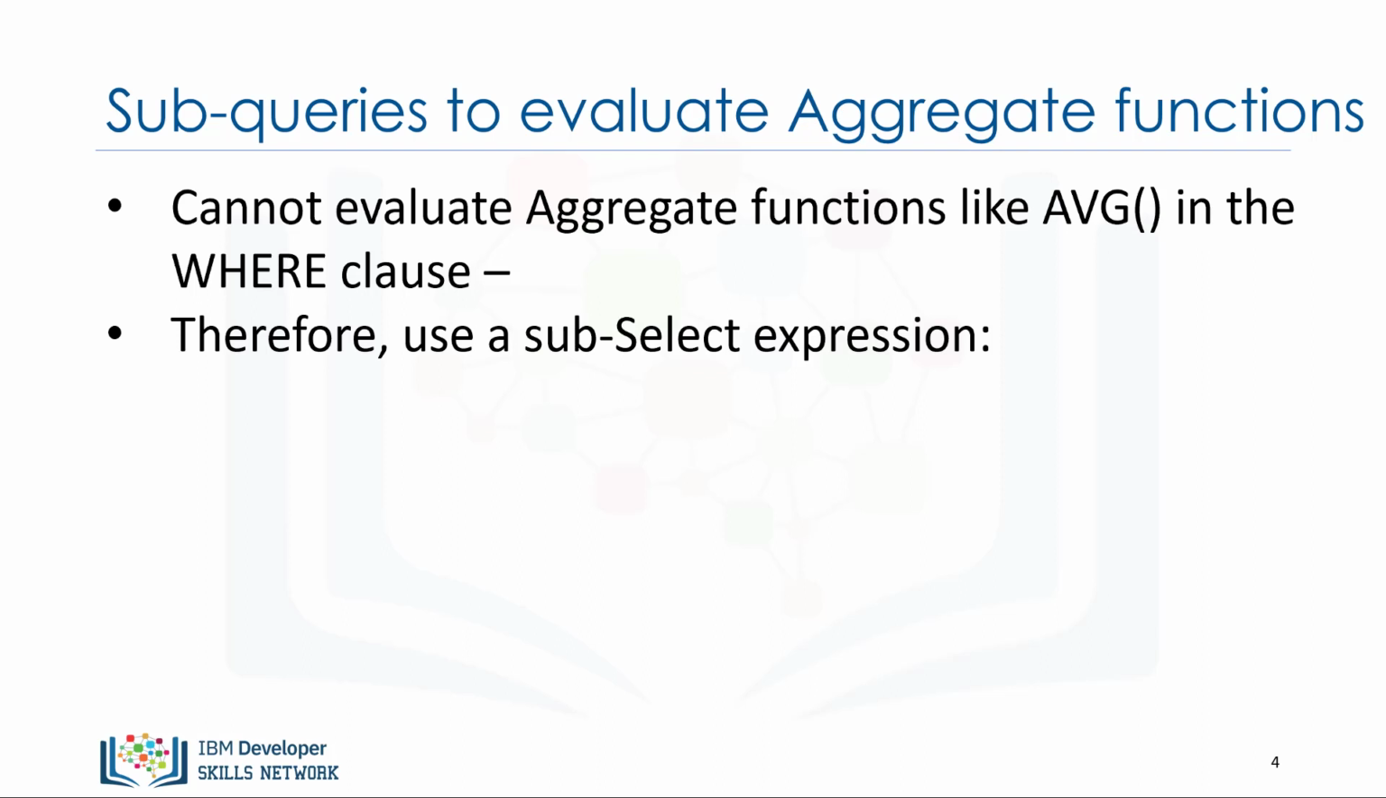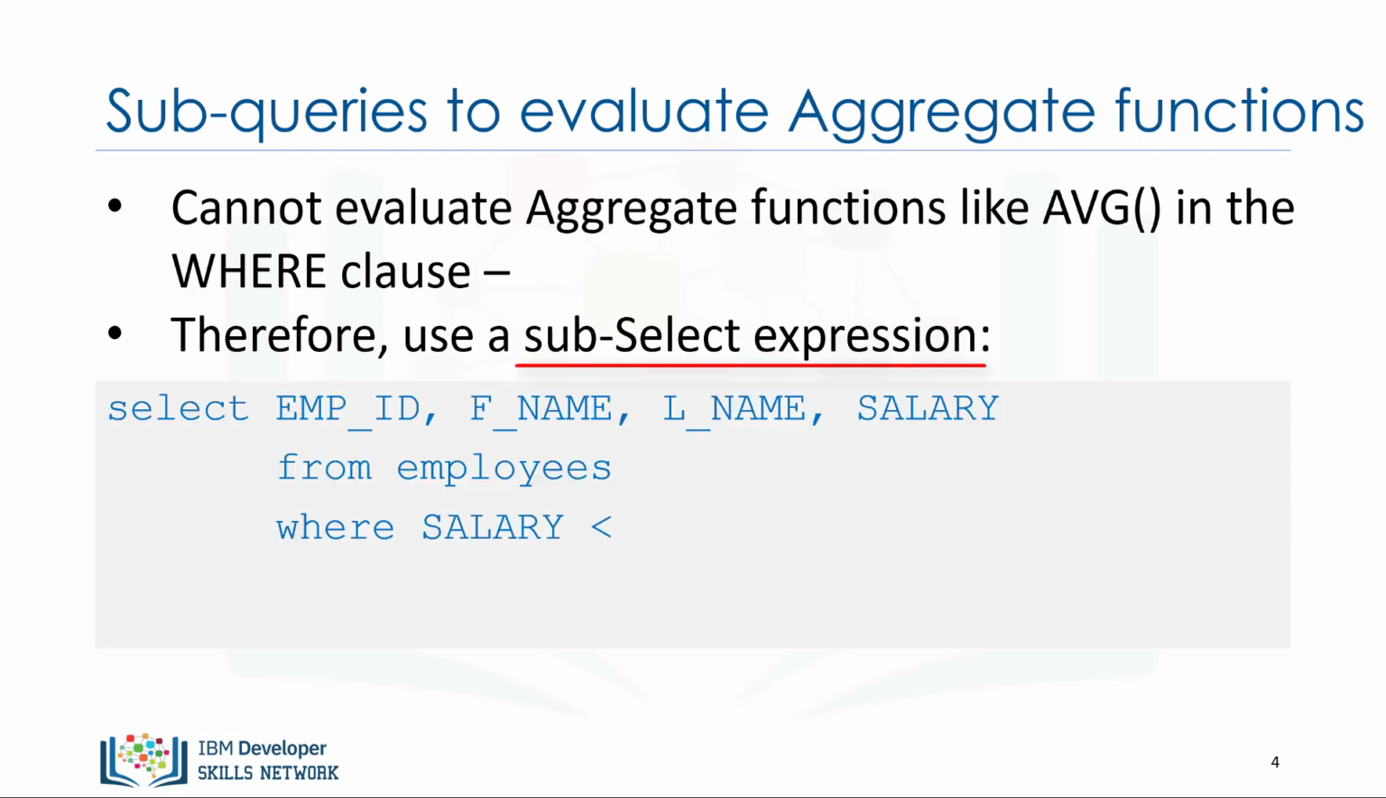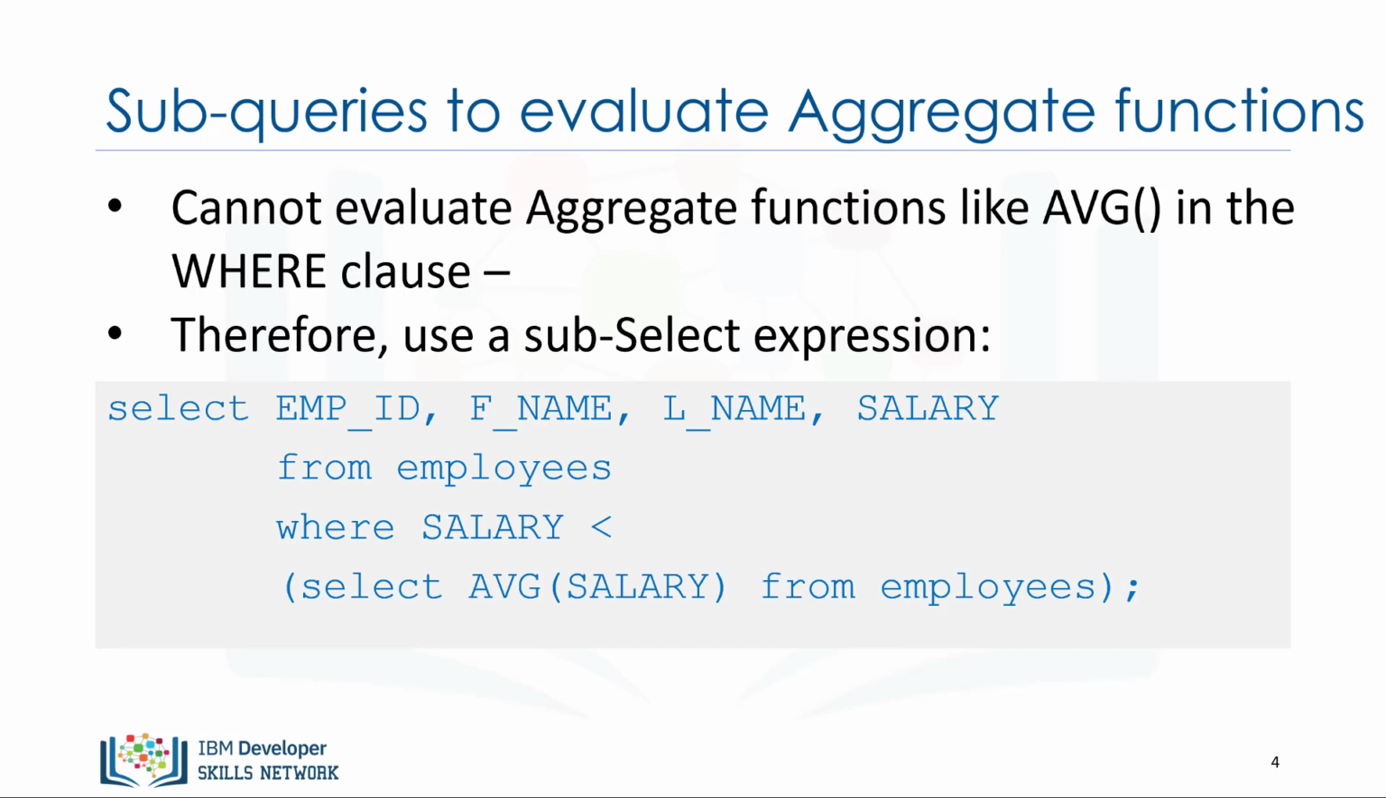in the where clause. So, to evaluate a function like average in the where clause, we can make use of a subselect expression, like the one shown here. Select employee ID, first name, last name, salary from employees where salary is less than, open parenthesis, select average salary from employees, close parenthesis. Notice that the average function is evaluated in the first part of the subquery, allowing us to circumvent the limitation of evaluating it directly in the where clause.